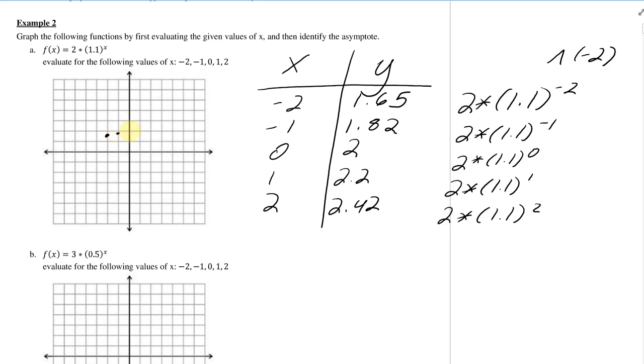Here's 0, 2. At 1, I'm at 2.2, so I'm up here. And then I've got 2.42. So it's almost kind of difficult to differentiate these points. So the shape actually isn't going to change. So it's still going to be kind of opening in a similar way, but now this 2 has just kind of impacted our general shape.